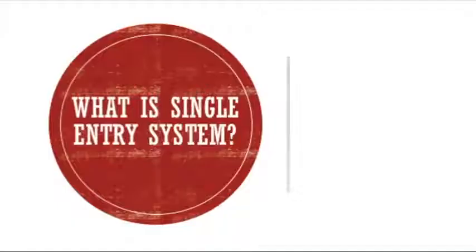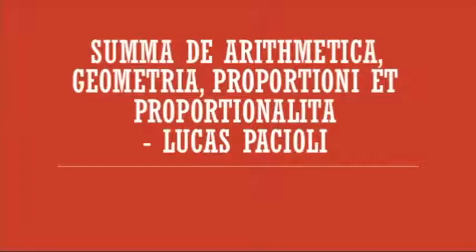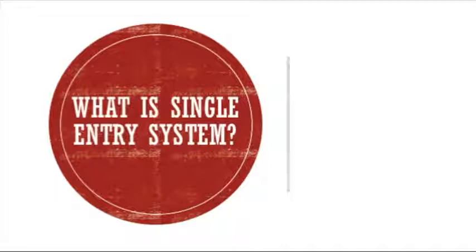Double entry system was adopted from the book of Lucas Pacioli called Summa de Arithmetica Geometria Proportioni e Proportionalita, or its summary of arithmetic geometry, proportions, and proportionality. So what is single entry system?